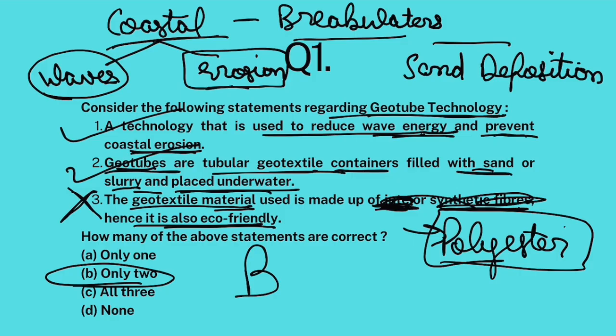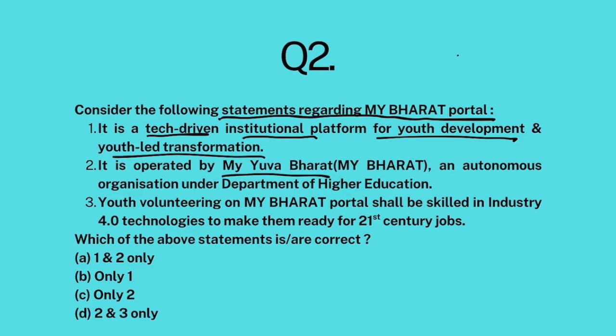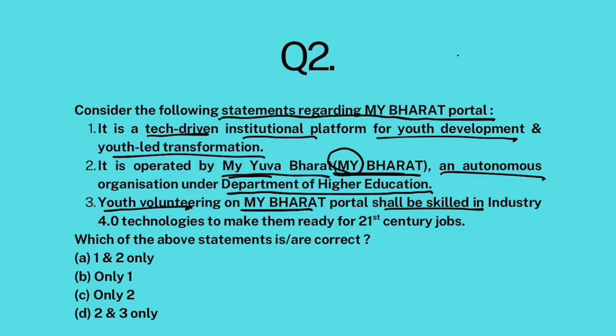The answer is B. Question number 2. Consider the following statements regarding My Bharat portal. It is a tech-driven institutional platform for youth development and youth-led transformation. It is operated by My Yuva Bharat or My Bharat. My stands for My Yuva, an autonomous organization under Department of Higher Education. Youth volunteering on My Bharat portal shall be skilled in Industry 4.0 technologies to make them ready for 21st century jobs.